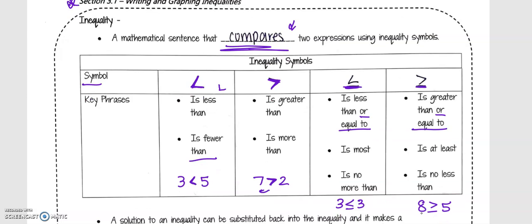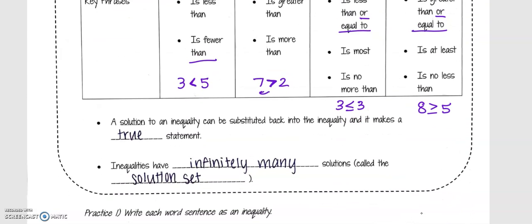Okay? Let's check out some more statements. A solution to an inequality can be substituted back into the inequality. It makes a true statement. Okay? So this is when we're going to take a look at some variables pretty soon. Inequalities have infinitely many solutions, called the solution set. This is really important when you go through higher level maths.